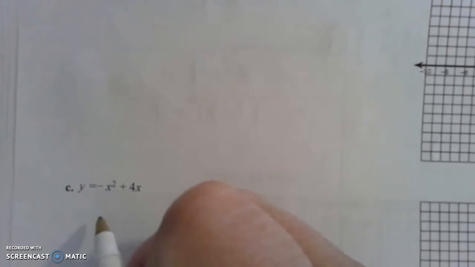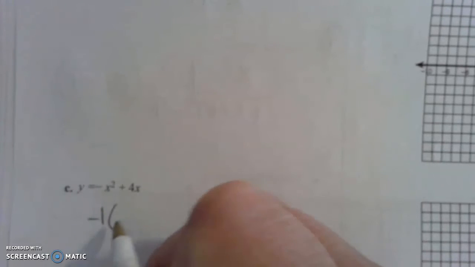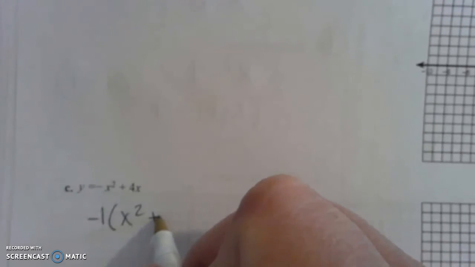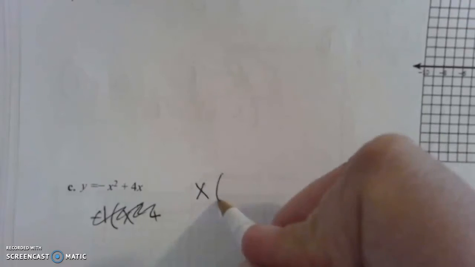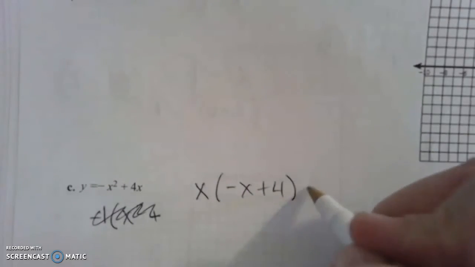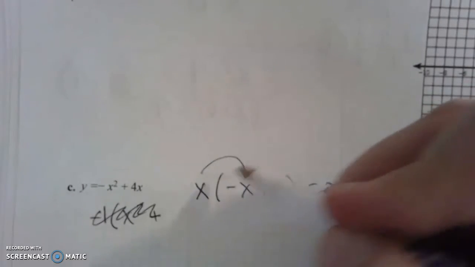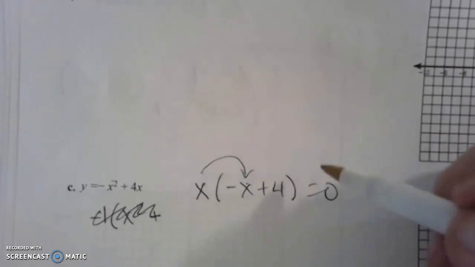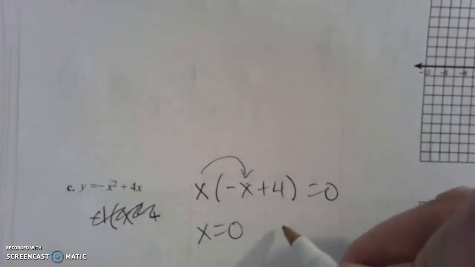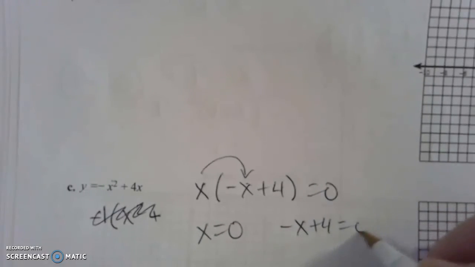And then this one, does that say a negative? Let's see. If we factor out a negative 1, you just get x squared plus. Oh, I would do this one by factoring. If I factor out an x, I'm going to get x times negative x plus 4 equals 0. So I do the distributive property. x times negative x is negative x squared. x times 4 is 4x. So you're just going to get x equals 0 and negative x plus 4 equals 0.